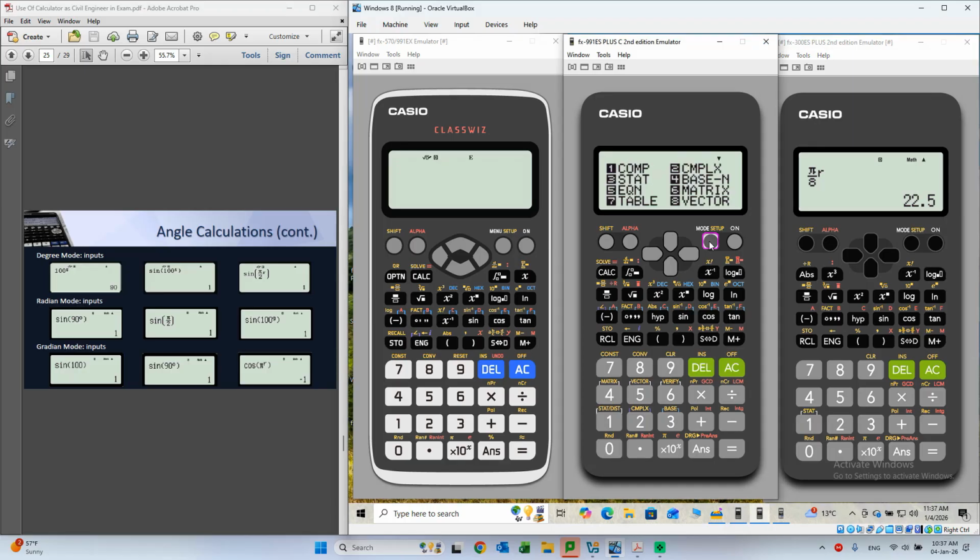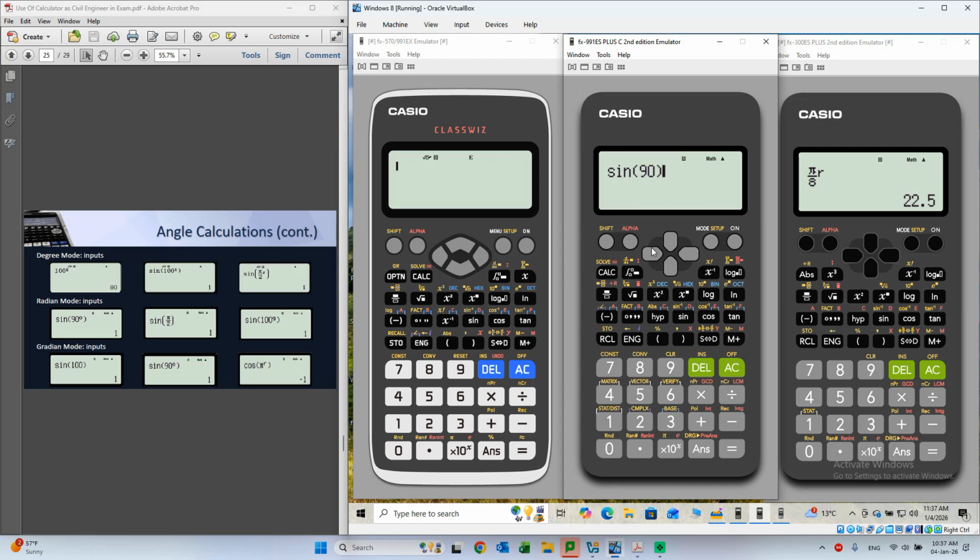If I change the mode, for example, in the setup, to radian mode, now I don't need to use this radian symbol anymore, because the calculator by itself understands that this is a radian, so it calculates for me. But now I cannot use 90 here. That will be wrong, because 90 is not radian.